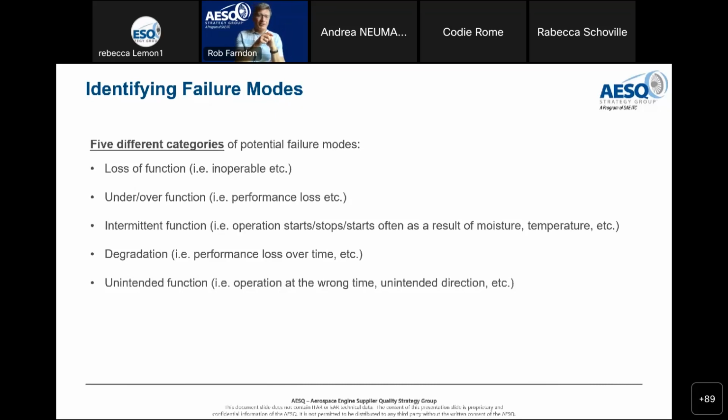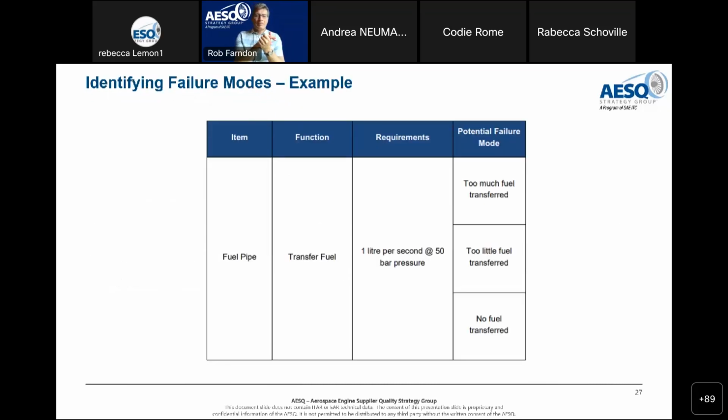Okay, can I have the next slide, please? So here is an example. I say it builds on the familiar examples that we've seen. And again, excuse us for using brief language because we're trying to communicate the concepts here. So our item is the fuel pipe, the function, verb, noun, pair, transfer fuel. The good requirement we came up with puts the measurable boundaries around that, which says I want to transfer 1 litre per second at 50 bar pressure.